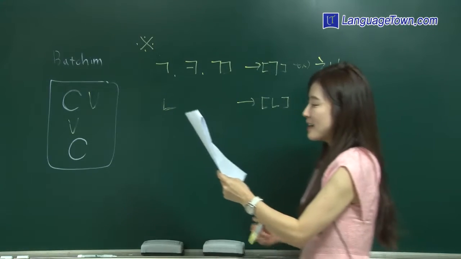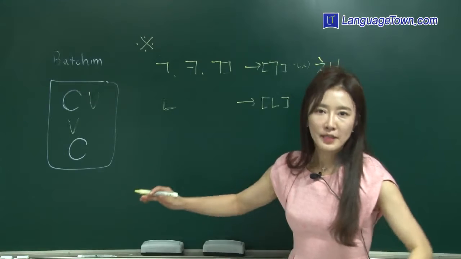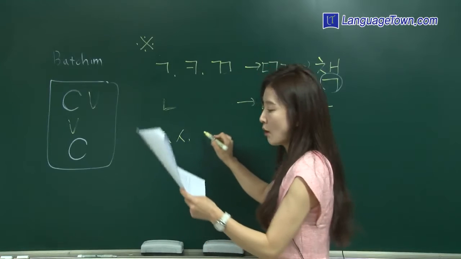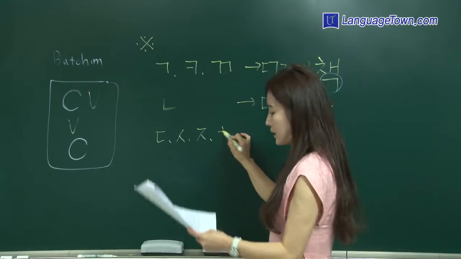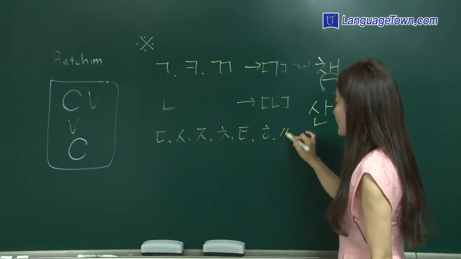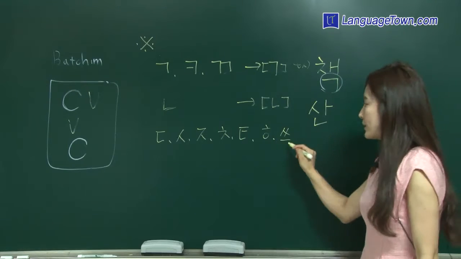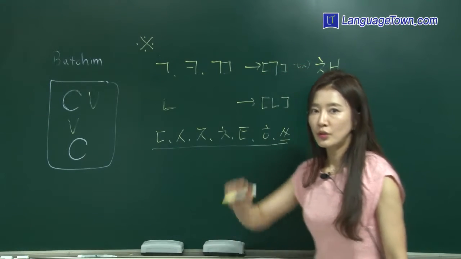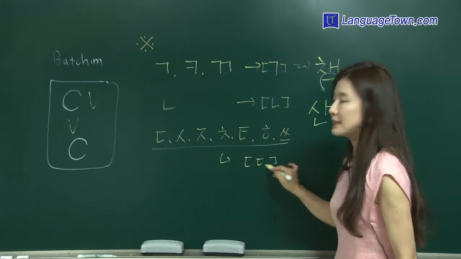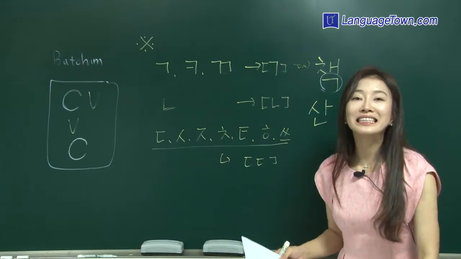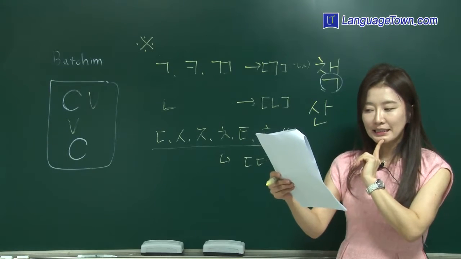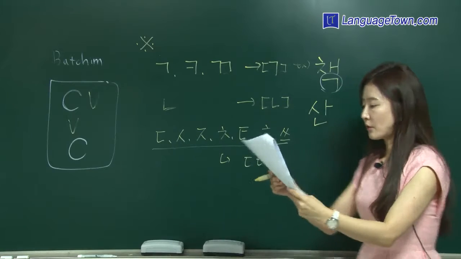Okay. Then the next one. A lot of 받침 actually. When they come to the final sound place, they all sound just like 읏. Repeat after me. 읏. 읏. 읏. Okay.